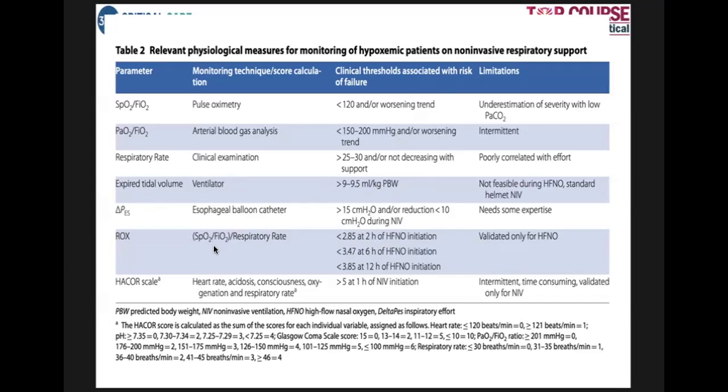Then comes the ROX index, which is nothing but SpO2/FiO2 divided by respiratory rate. If it is less than 2.85 at 2 hours of high flow, or less than 3.47 at 6 hours of high flow, or less than 3.85 at 12 hours of high flow, it indicates failure. And the HACOR scale, which includes heart rate, acidosis, consciousness, oxygenation, and respiratory rate. If it is more than 5 at 1 hour of NIV initiation, it indicates failure.